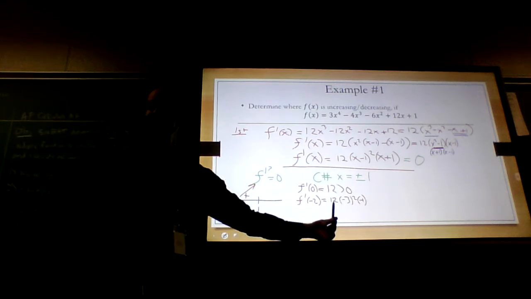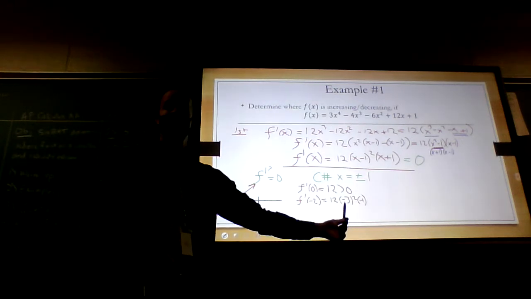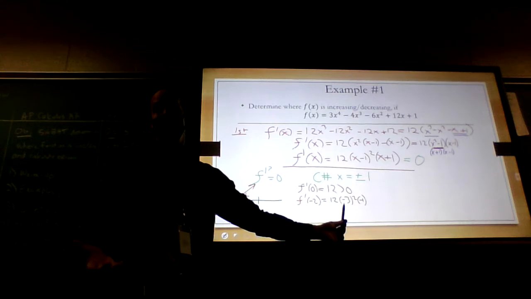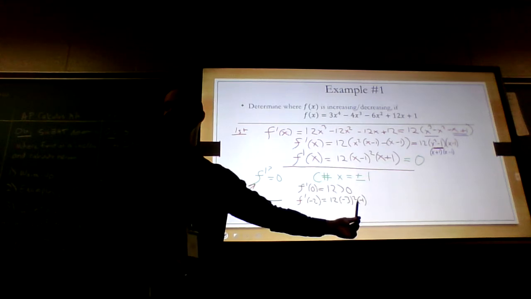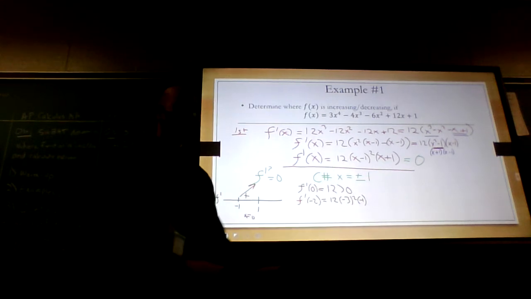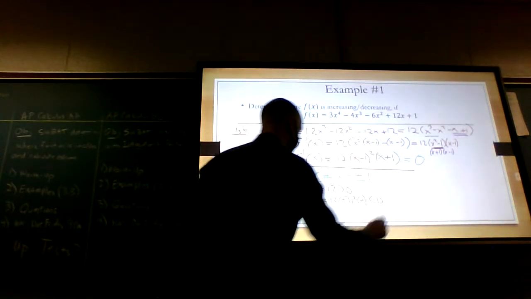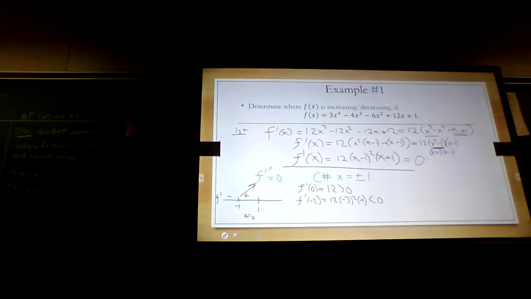12's positive. -3 squared is positive. Times another negative makes it negative. So this is less than 0. Therefore, guess what I'm going to do over here? I'm going to put a minus. And now this is going down.